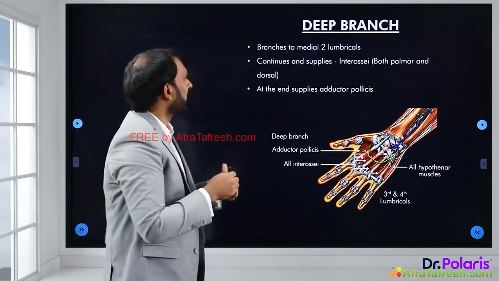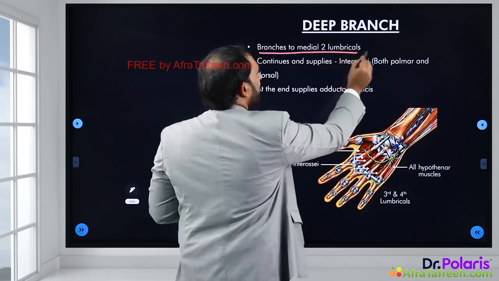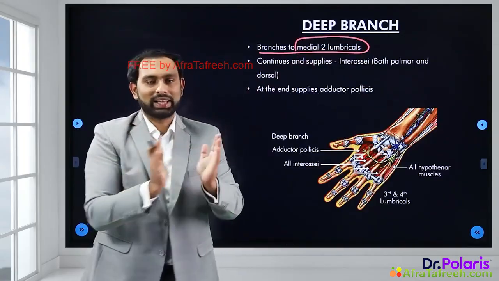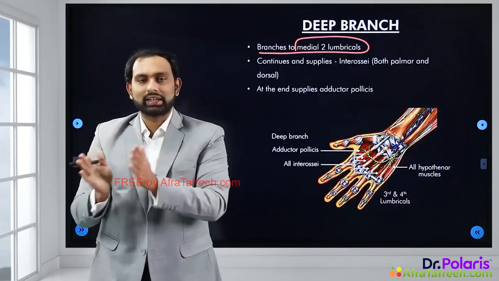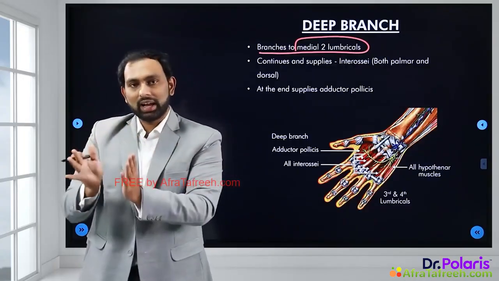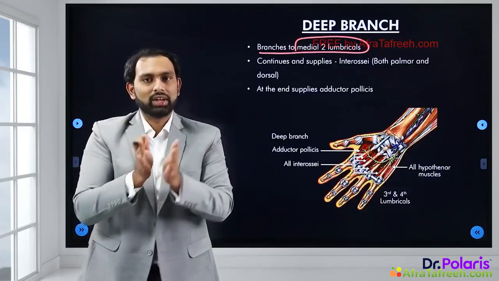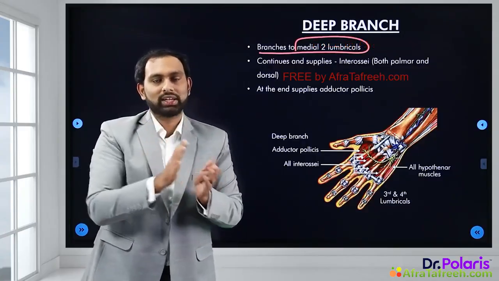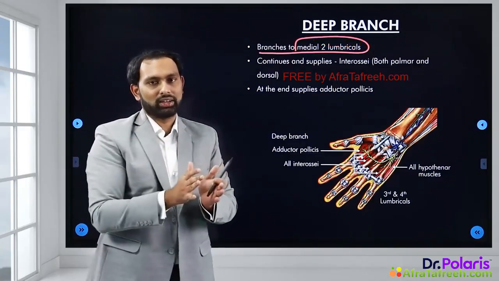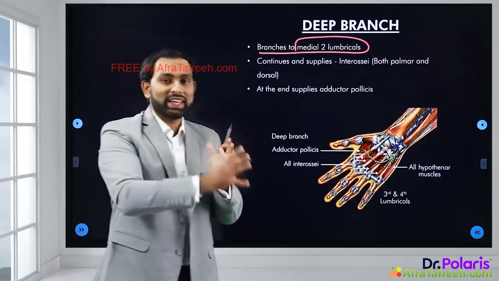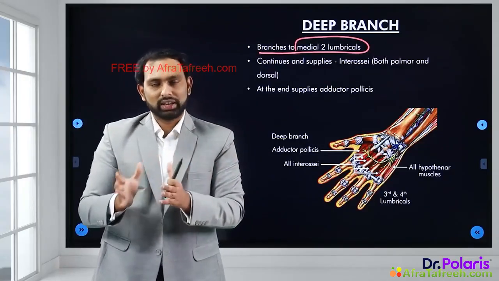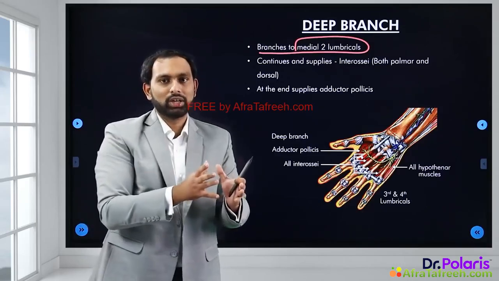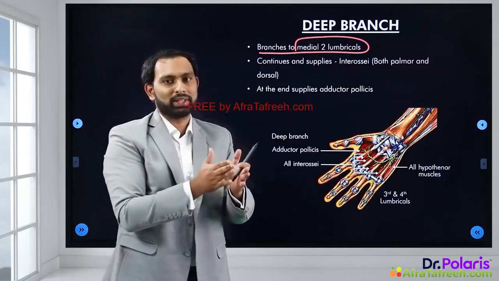Now the next muscles that it supplies are the branches to the medial two lumbricals. So this is also important to understand that lumbricals are not completely supplied by the ulnar nerve. There are 4 lumbricals, the lateral two and the medial two lumbricals. The lateral half of the lumbricals are supplied by the median nerve, and the medial two lumbricals are supplied by the ulnar nerve. That is why the function of these fingers are divided between the median and the ulnar nerve. Another thing to remember is that all the interosseous muscles are supplied by the ulnar nerve. But of the lumbricals, 2 are supplied by the ulnar nerve, 2 are supplied by the median nerve.